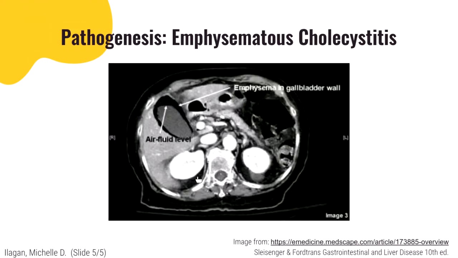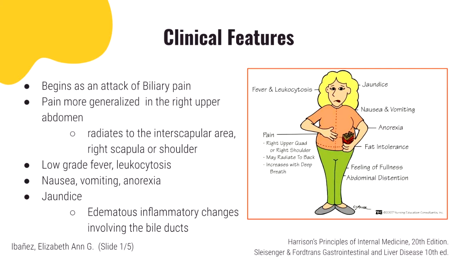For the clinical manifestations, acute cholecystitis initially presents as an attack of biliary pain that progressively worsens. However, in the majority of patients, it resolves spontaneously. As the pain progresses, it becomes more generalized in the right upper quadrant of the abdomen, which then radiates to the interscapular area, right scapula, or shoulder.